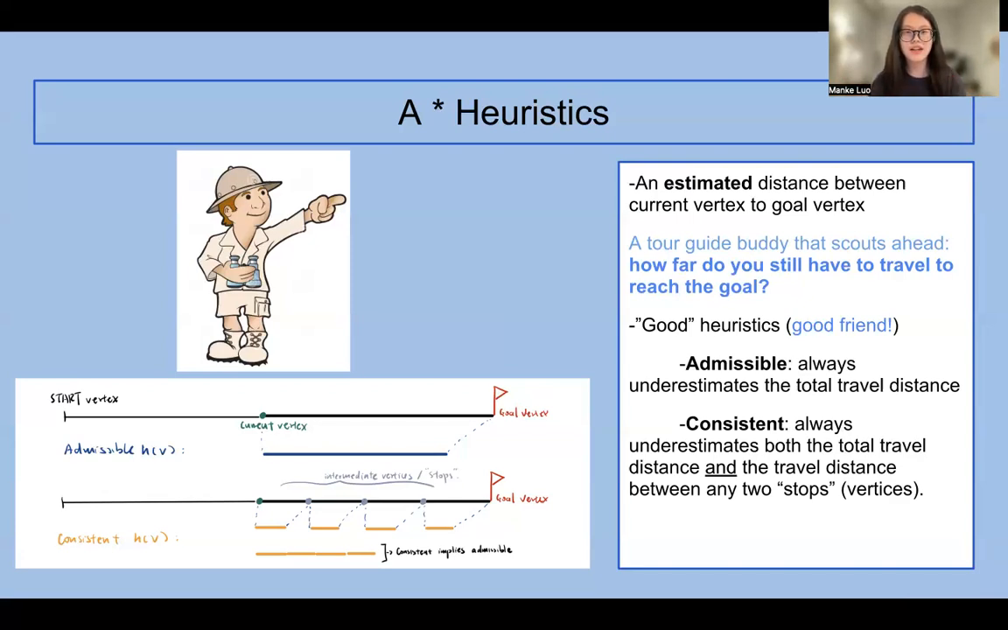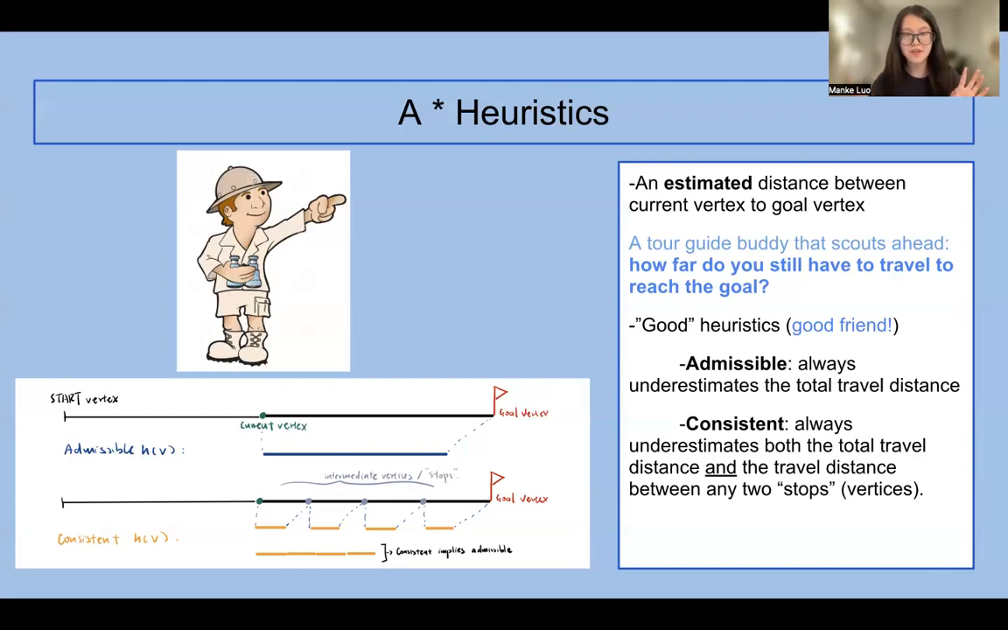But the key idea is that this kind of notion is relevant to how you understand what a good heuristic is. A good heuristic, or a trustworthy tour guide buddy, satisfies two properties. And this is an either-or relationship, so it doesn't mean they have to satisfy both to be good. At least one of them is sufficient. Specifically, these two properties are admissibility and consistency.